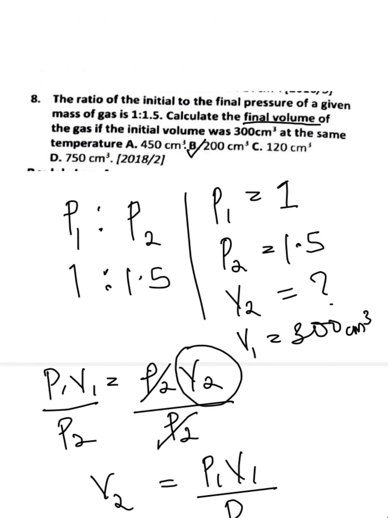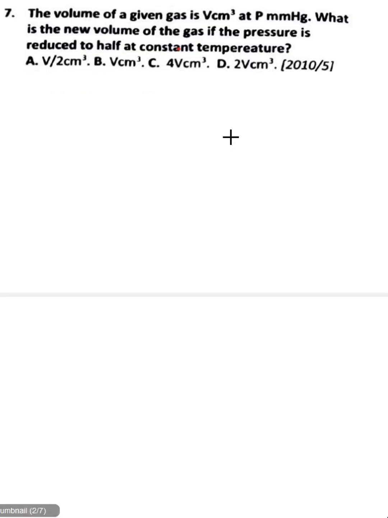Yes, so it is B. Now I'm going to do the last one. This last question is quite tricky, but very simple. It says, the volume of a given mass is V cm cubed. This is the first volume. No value, they just have V cm cubed.